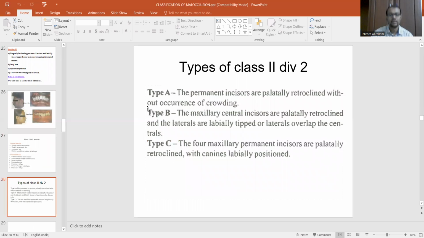What are the types of class 2 division 2? There are mainly three types of class 2 division 2: type A, type B, and type C. Type A means the incisors are retroclined and there is no crowding present. Type B means maxillary centrals are retroclined but laterals are labially tipped and overlapping, and type B is commonly seen. Type C, all four maxillary incisors are retroclined and there is crowding present in the anterior because of the overlapping canine.